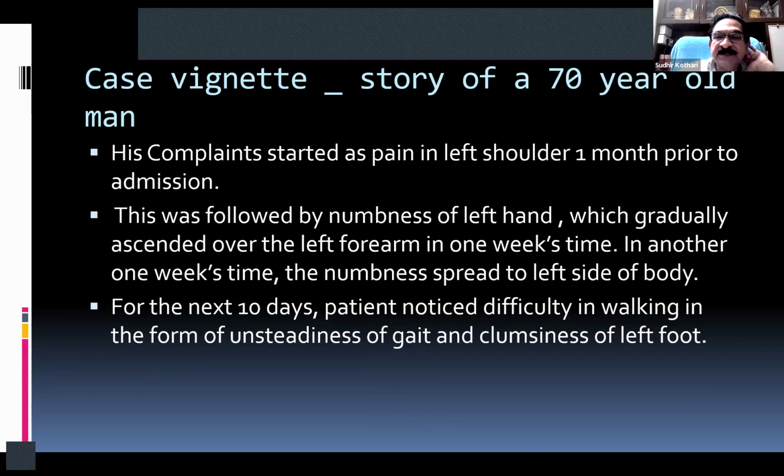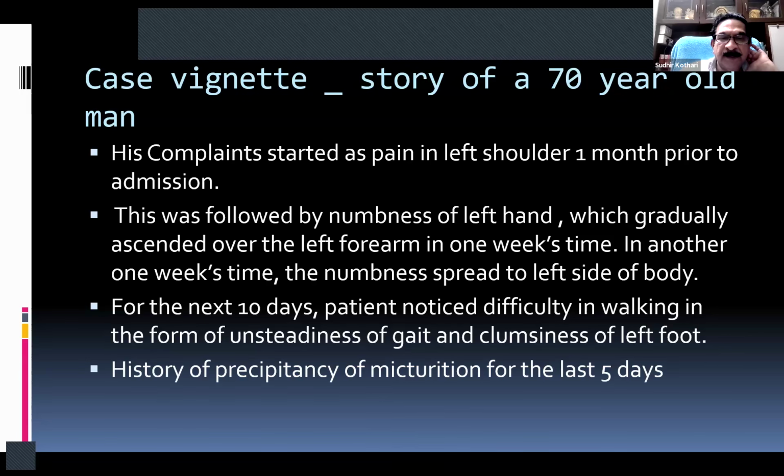For the next 10 days, the patient noticed difficulty in walking in the form of unsteadiness of gait and clumsiness of the left foot while walking. There is a history of precipitate micturition for the last 5 days. So initially pain in the left shoulder for 1 month prior to admission, then followed by numbness, which later on extended to the forearm, then the entire left side of the body. Then the patient noticed difficulty in walking, mainly with the left lower limb, and a history of precipitate micturition for the last 5 days.